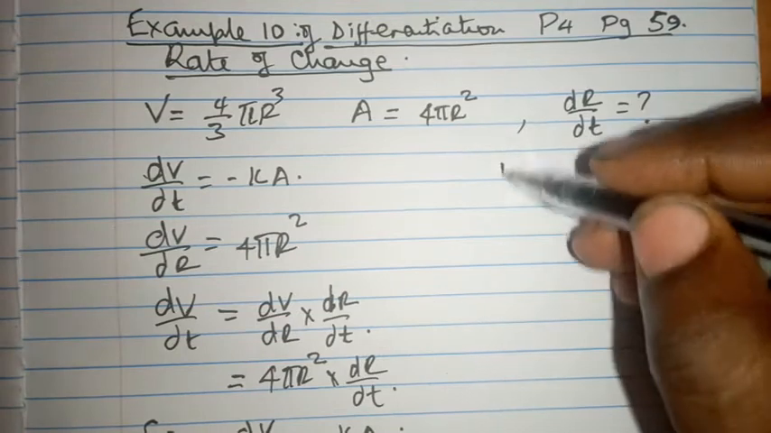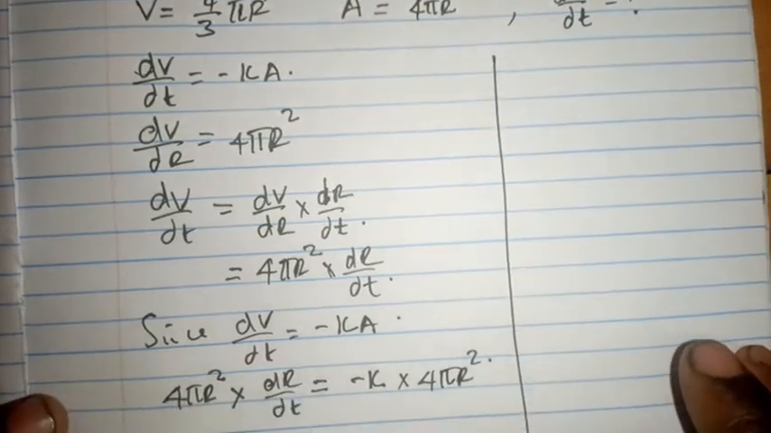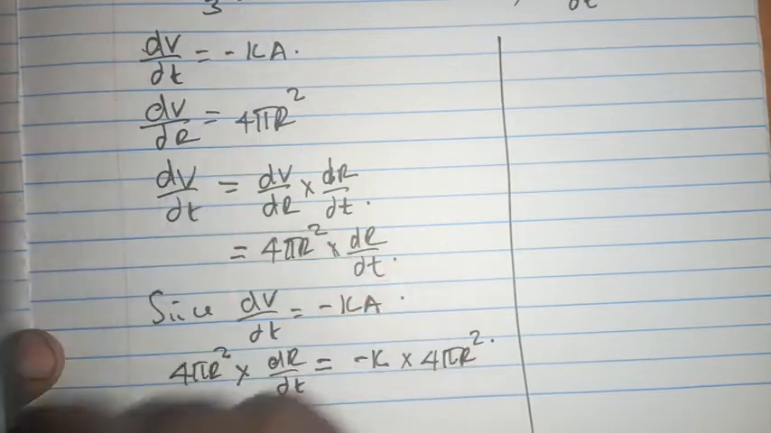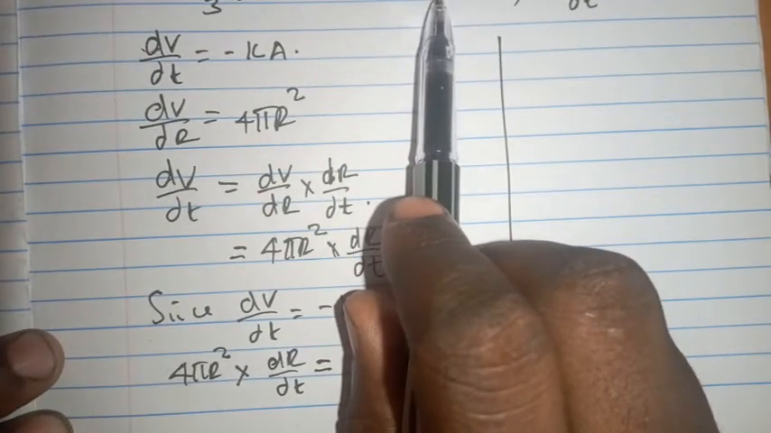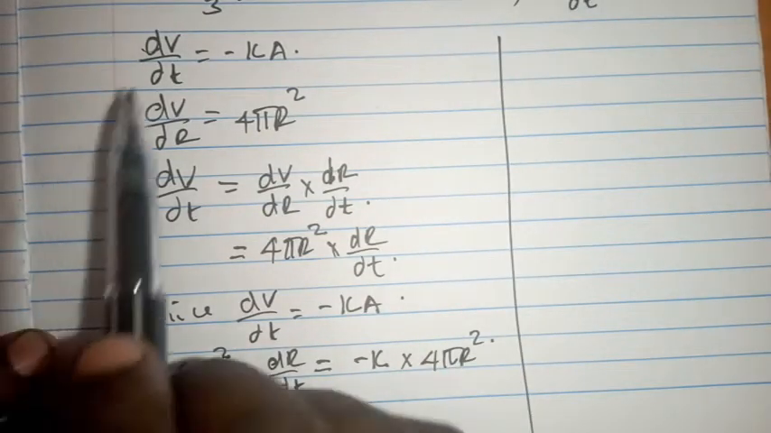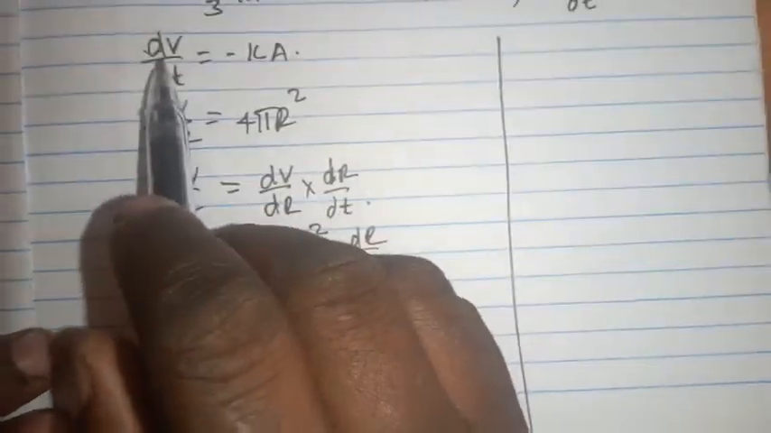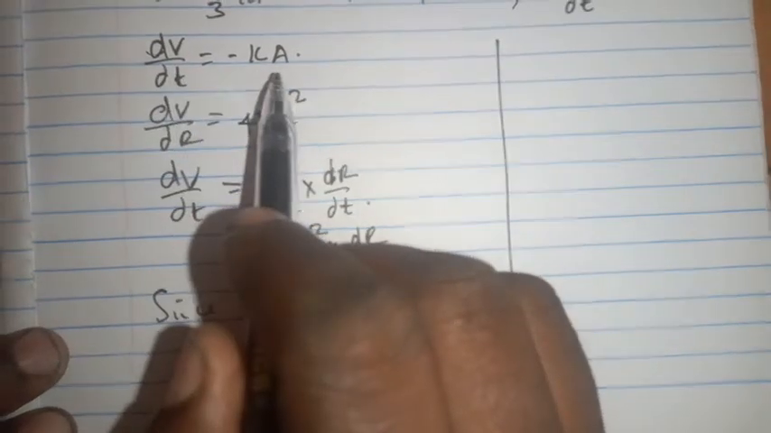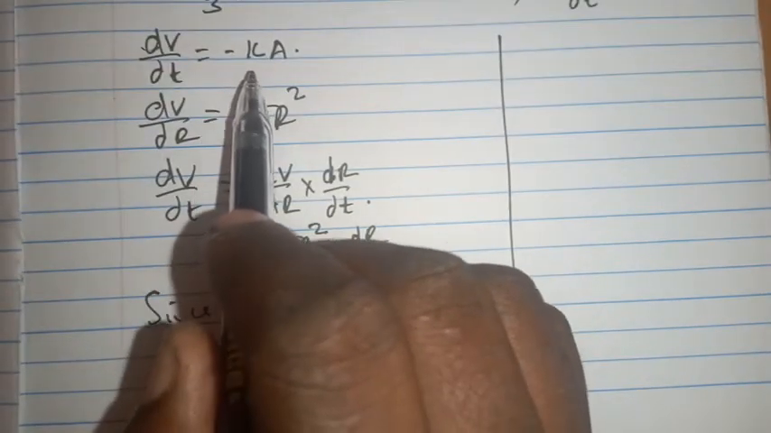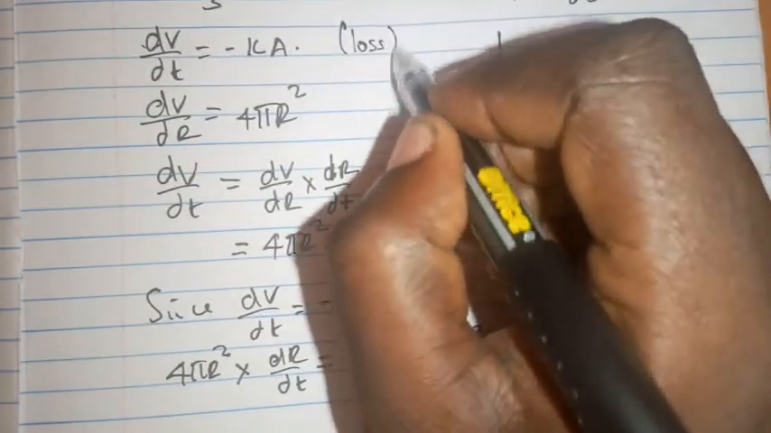I want to explain that part. Let me just show everything. The volume is 4 over 3 pi r cubed. Area is 4 pi r squared. And the question is dr/dt. We need dV/dt: the rate of change of volume with time. It loses volume at a rate proportional to the area, so minus kA, because of the word loss in the first statement.